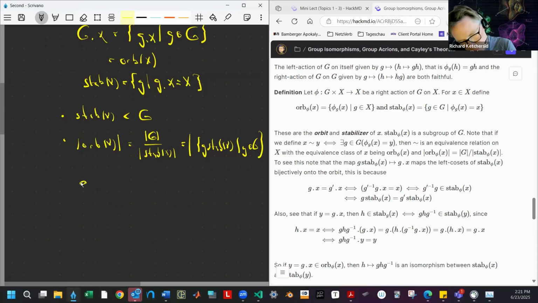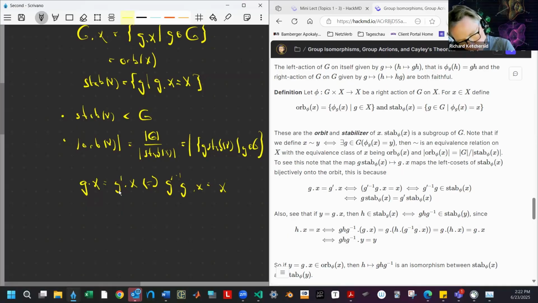And the point here is this: if g dot x equals g prime dot x, right? So we have the same thing in the orbit. We're looking at two different ways of sending x to the same thing in the orbit of x. And this happens if and only if g prime inverse g dot x, which is of course equal to x, because I'm just canceling out, right?